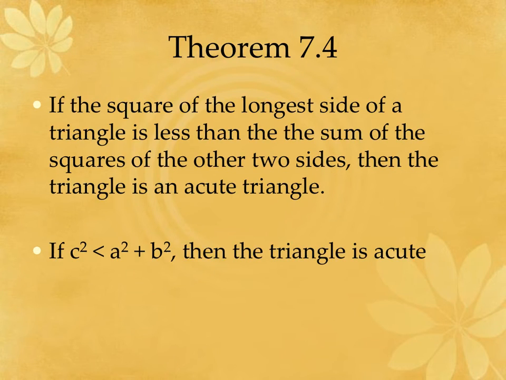All right, so theorem 7.4, which again has no name, and the number doesn't have any significance. The fourth theorem in chapter 7. It says if the square of the longest side of the triangle is less than the sum of the squares of the other two sides, then the triangle is an acute triangle. So if c squared is less than a squared plus b squared, then the triangle is acute. So equal is right, less than is acute.